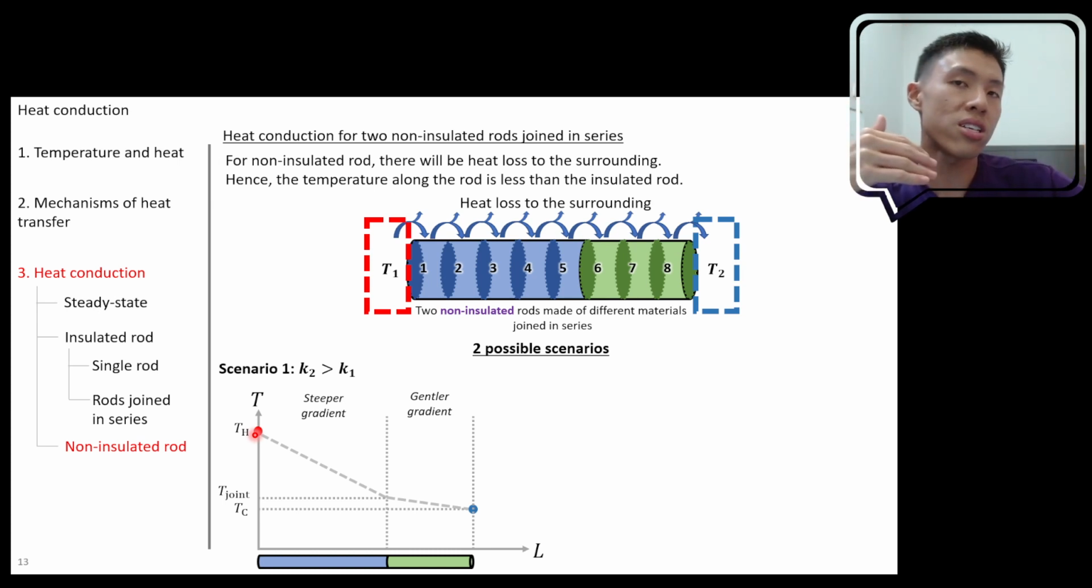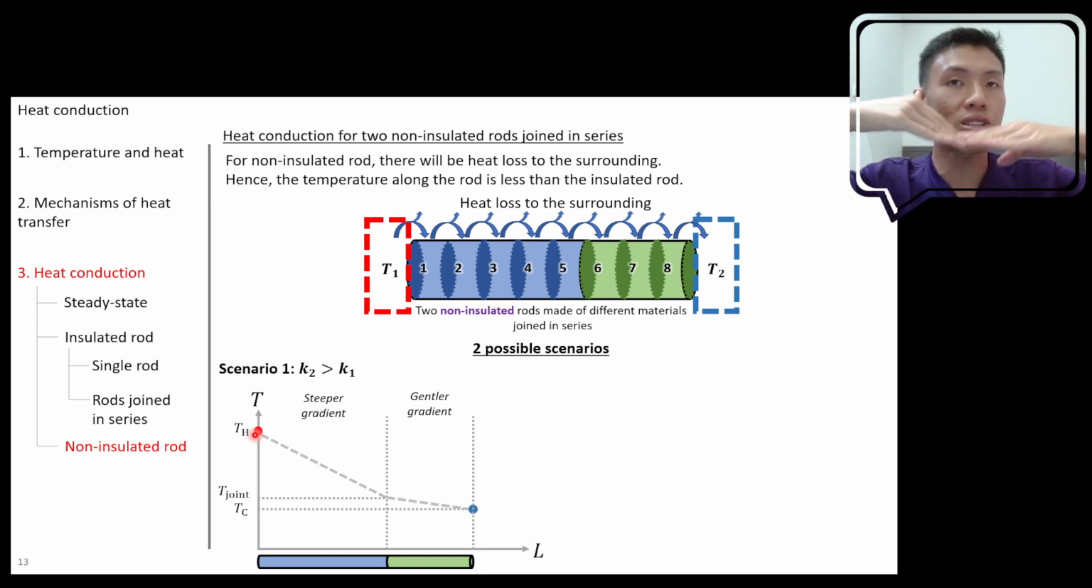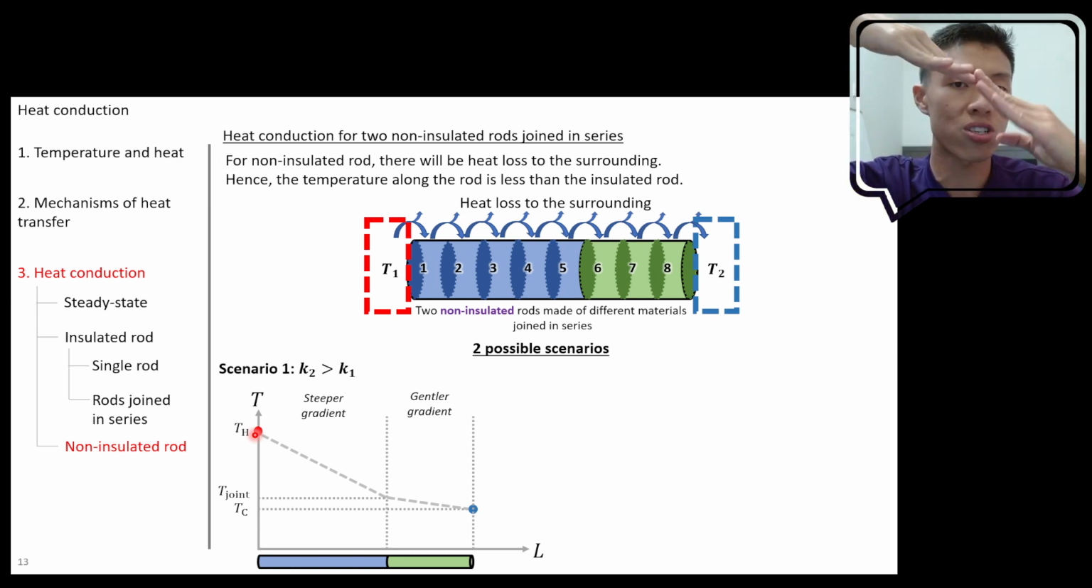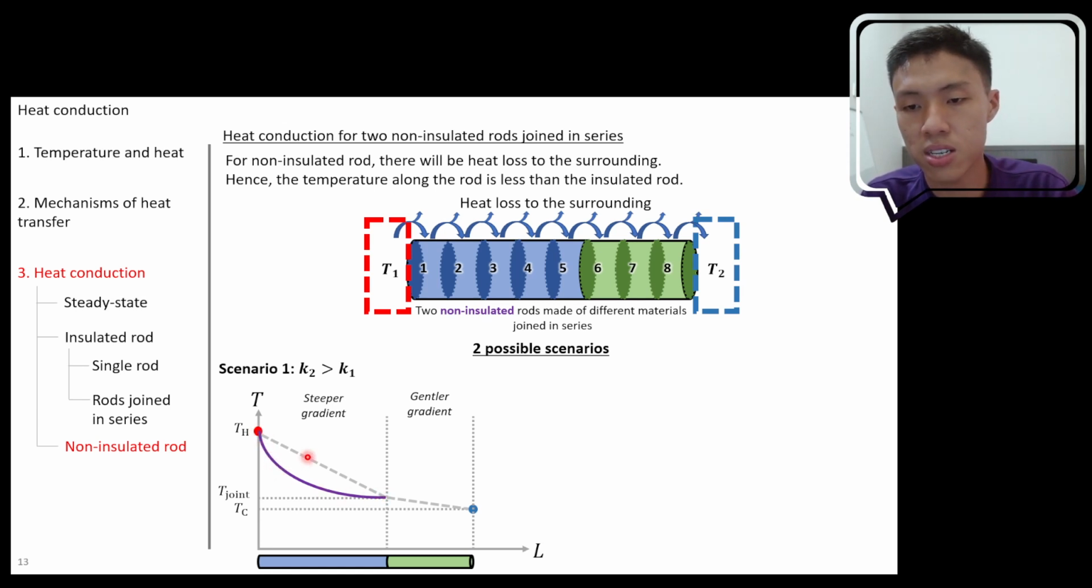But if it's non-insulated, some of the heat is released to the surrounding. So you are not able to sustain the same temperature as the insulated rod. So you can deduce that the temperature will be lower than what you see for insulated rod. Therefore, you can see the actual graph for non-insulated rod will be slightly curved downwards to show that it has a temperature that is lower than what's possible for insulated rod. It shows that it's lower.